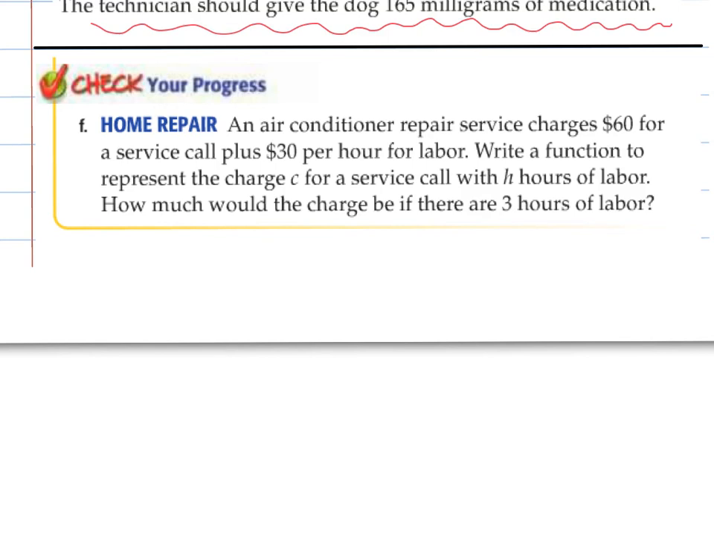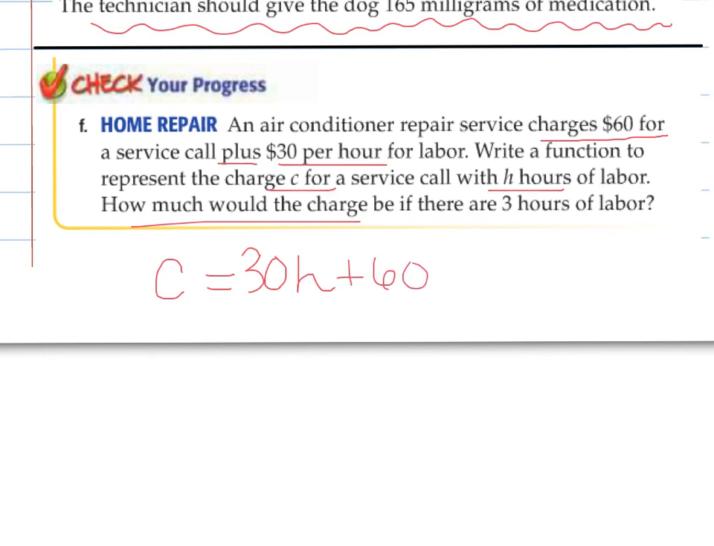So we have to find our important information. The air conditioner charges $60 for a service call plus $30 per hour. When it says how much would be charged, that's what you're looking for. C represents charge, H is hours. So obviously the input is the hours that it takes. The charge is what you end up paying, so the charge depends on the hours. The thing that's changing is the variable H, and it's 30 repeatedly added for every hour it counts, and then plus 60. That's going to be our function.